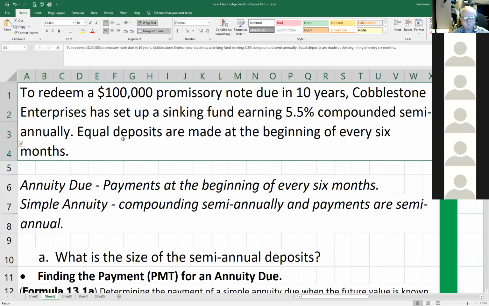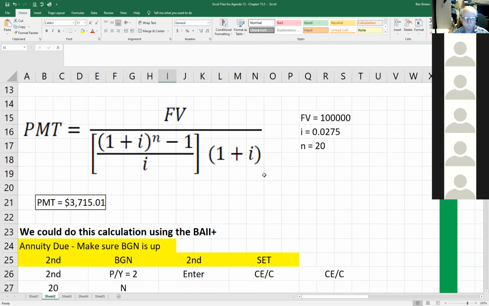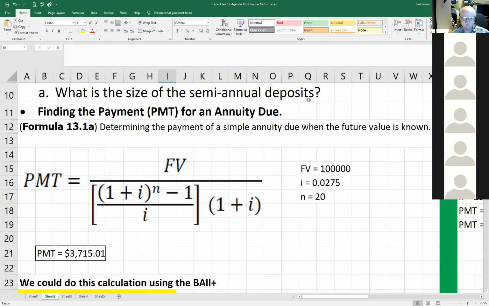So the first thing we know is that this is an annuity due because they're making payments at the beginning of every 6 months. And we also know it's a simple annuity because it's compounding semi-annually and the payments are semi-annual. So the first thing we're being asked to do is find the size of the payment that they have to put in.